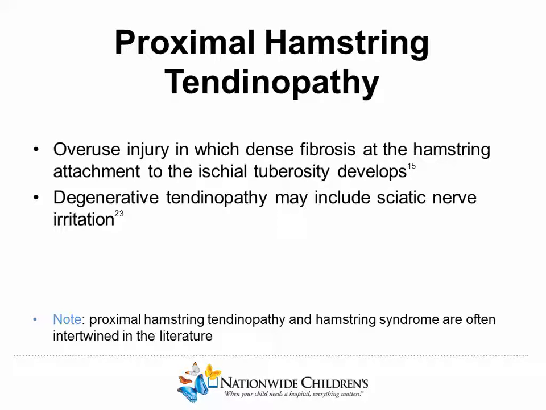Another disorder I wanted to talk about that can often present very similarly to just a hamstring strain would be proximal hamstring tendinopathy, which is just that typical overuse where that fibrosis of the hamstrings can develop at the ischial tuberosity. This degenerative tendinopathy may also include a sciatic nerve irritation. So again, very similar in presentation to hamstring syndrome. Important to be able to rule in or rule out and differentiate between those two things.